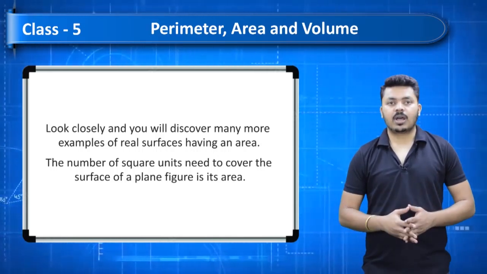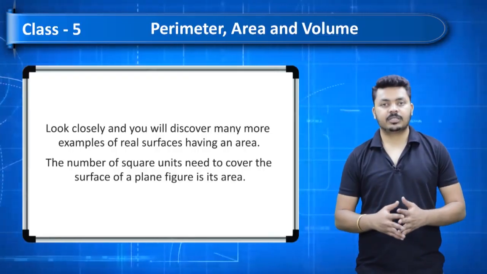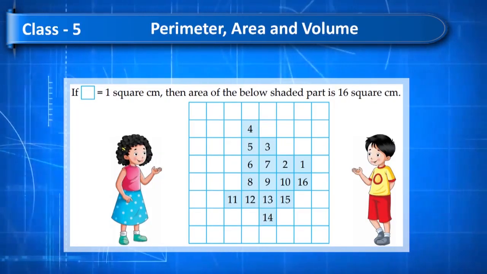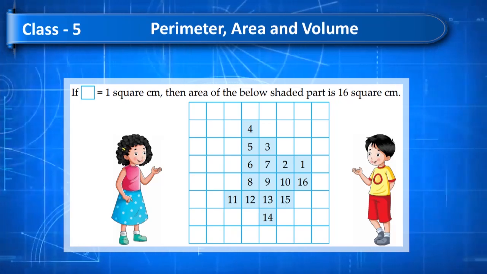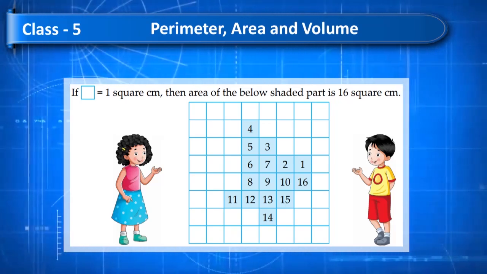The number of square units needed to cover the surface of a plane figure is its area. If one square is equal to 1 square centimeter, then the area of the shaded part below is 16 square centimeters.